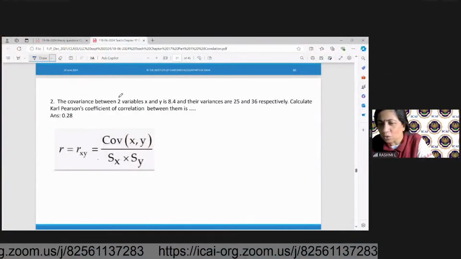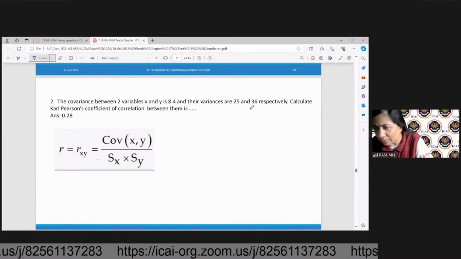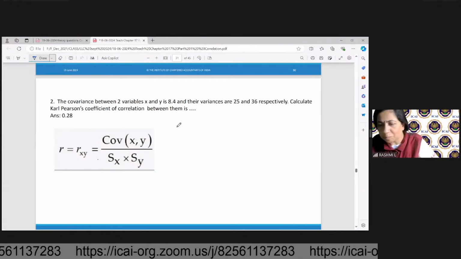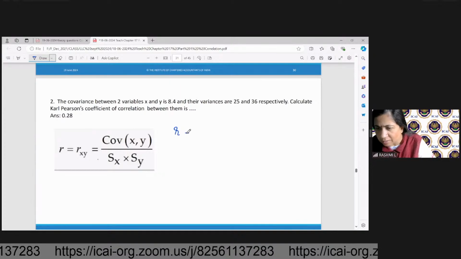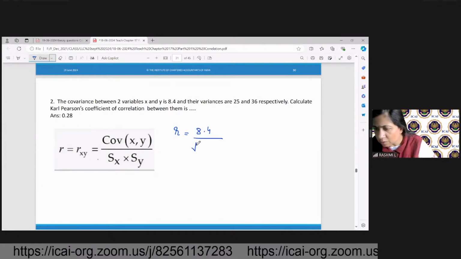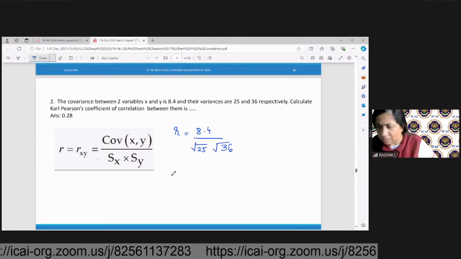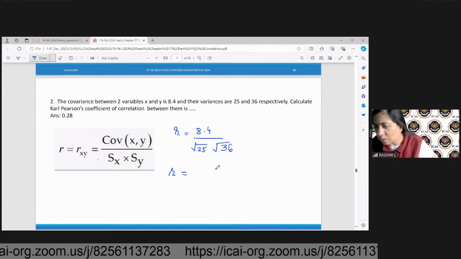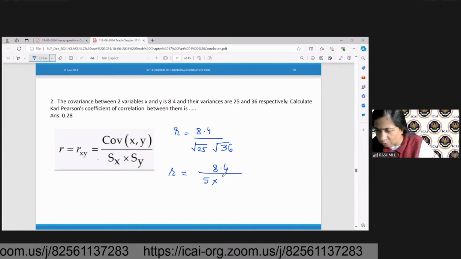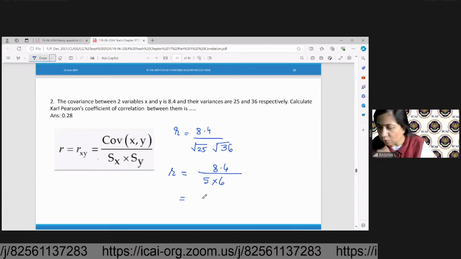Yes. Now the covariance between two variables x and y is 8.4. Their variances are 25 and 36. Calculate Karl Pearson coefficient of correlation between them. So R will be equal to 8.4 upon square root of 25 into square root of 36. So equal to 8.4 upon, square root of 25 is 5, into 6. So this is equal to how much? 8.4 upon 30.